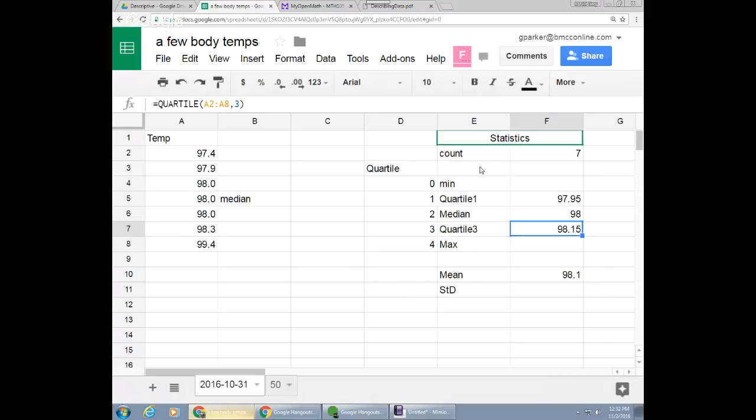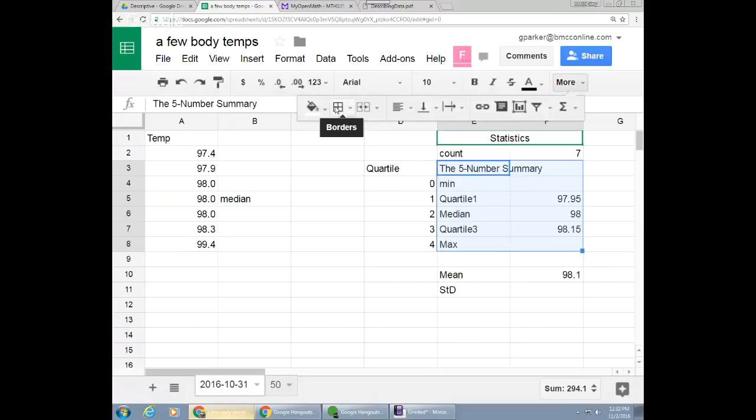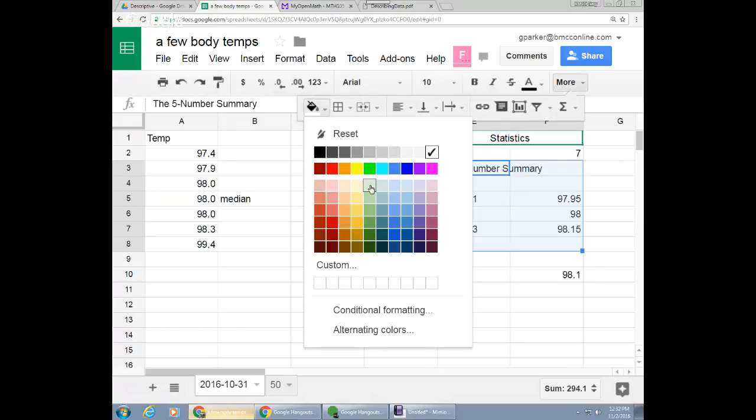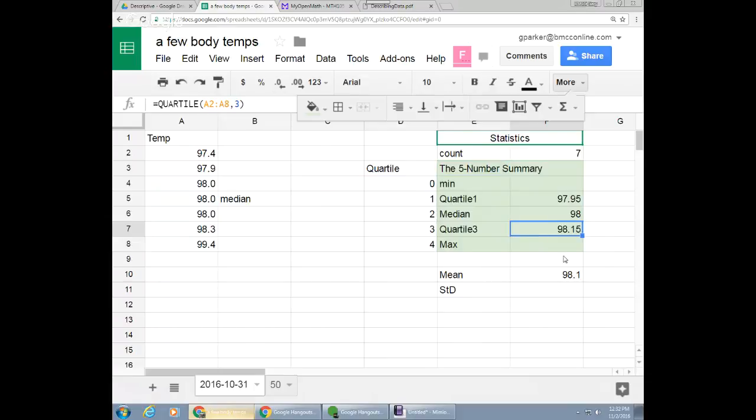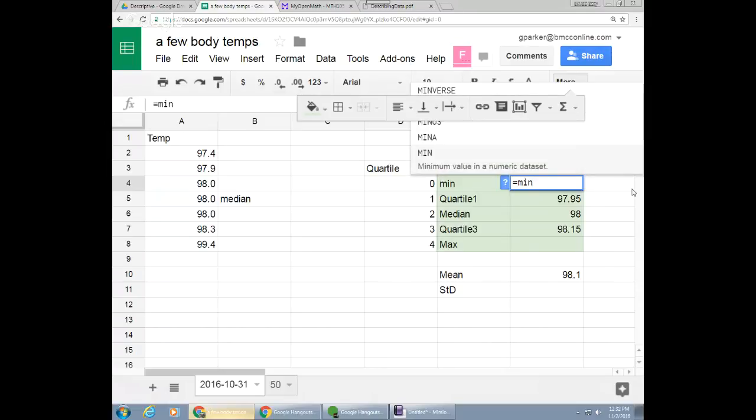Now, these numbers right here, these 5 numbers that I'm about to get, those are what are called the 5-number summary. So let's highlight them, make them pretty. Let's see, where's my highlighter? How about a nice light green, because it's a beautiful fall day. So the min I could get in one of 2 ways. I can say, hey, give me the min.